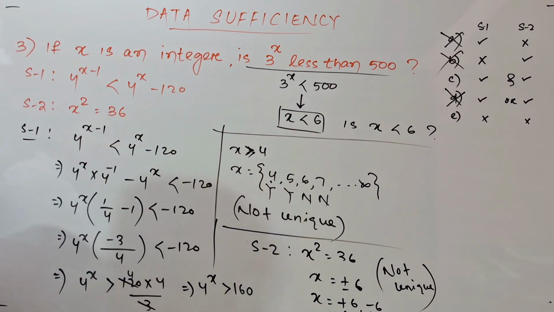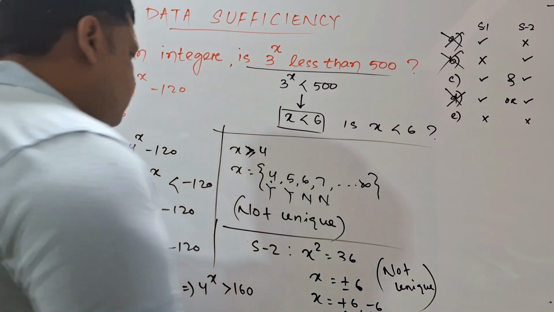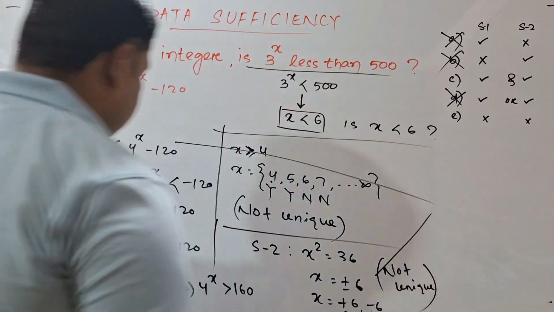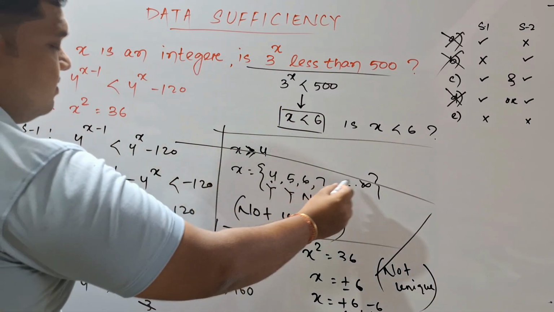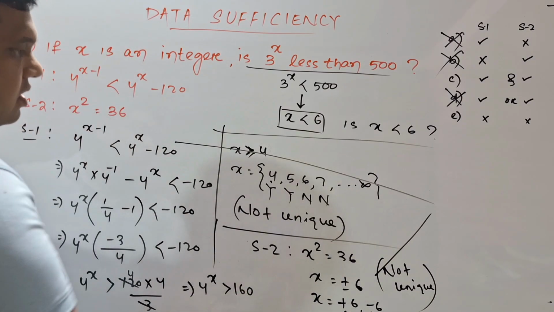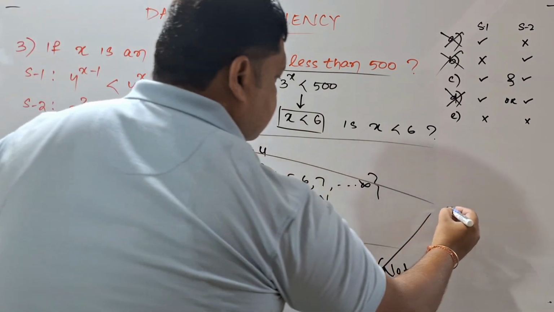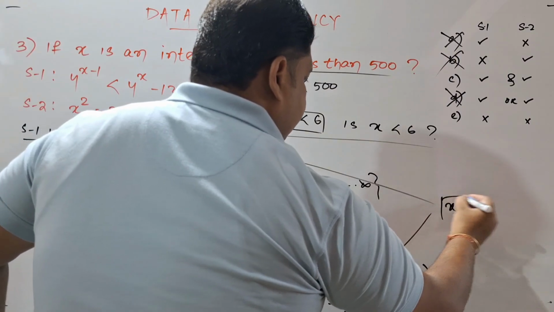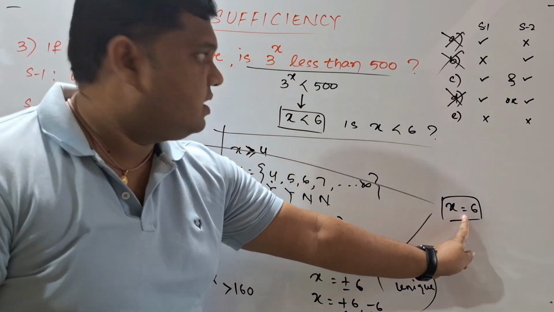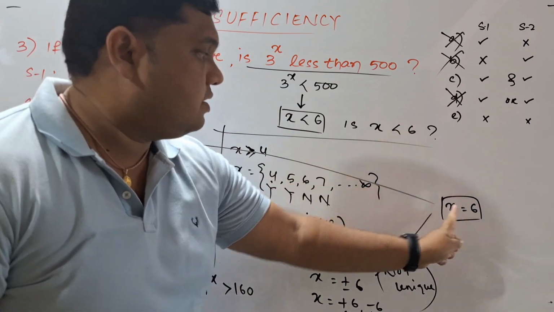Done. Now we have to combine both the statements, statement 1 and statement 2. If I combine, what will I get? The common element. Here x is what? These are the values, and for x here plus 6 and minus 6. So the common value is what? x is equal to 6. If I combine, I will get x is equal to 6. Is x less than 6? You said no.